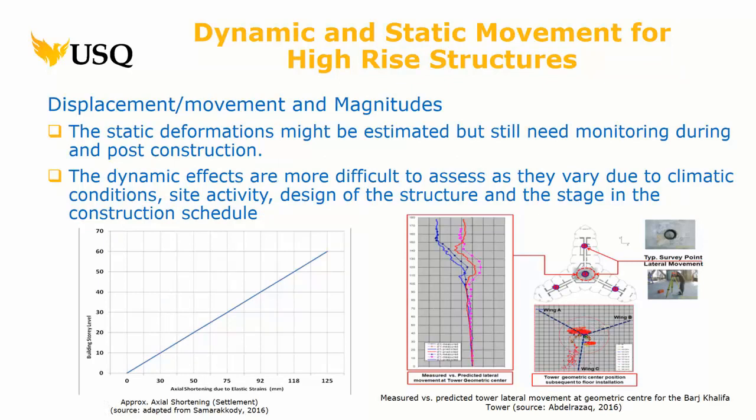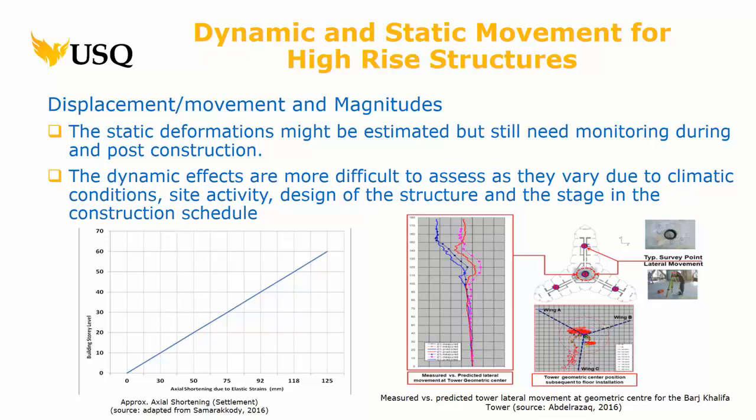Now, these are some of the displacements. So axial shortening, right, which is engineers use very long words, so that we can all get confused. It just means that the more weight you put on something, the shorter it gets because it starts to compress. So this is some idea of, due to elastic strains, this is, right? We're starting in, this is in millimetres, and that's in stories. So when you get to 60 floors, you're talking about 125 millimetres of axial shortening. In other words, when you build that building, you've got to take into account it's going to get squatter as it goes, right? It naturally sinks.